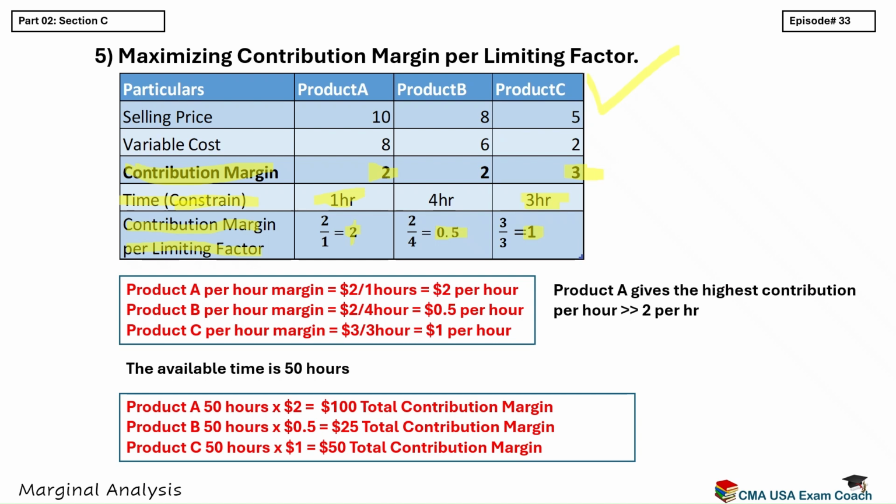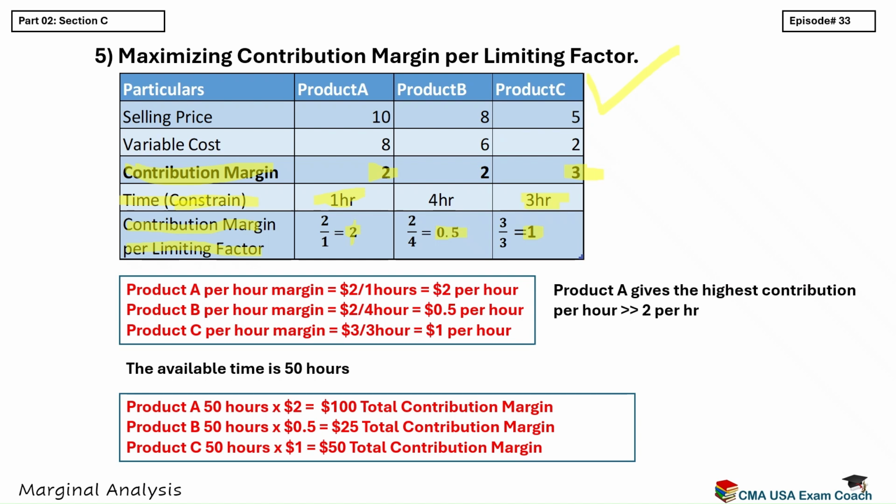So what do we see here? Product A, $100. Product C, $50. Product B, $25. Even though Product C had the highest contribution per unit earlier, it does not give the highest total profit when time is the limiting factor. That's the power of looking at contribution per hour rather than per unit.